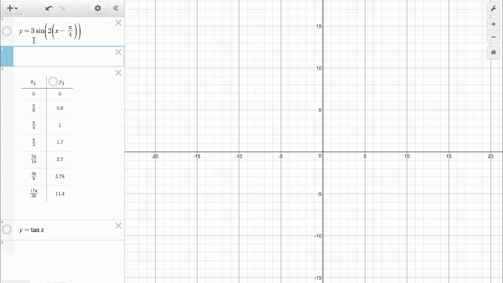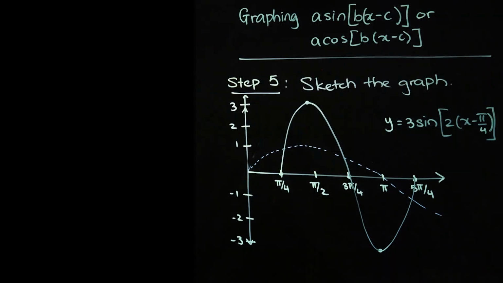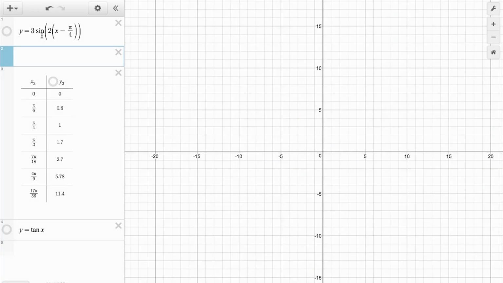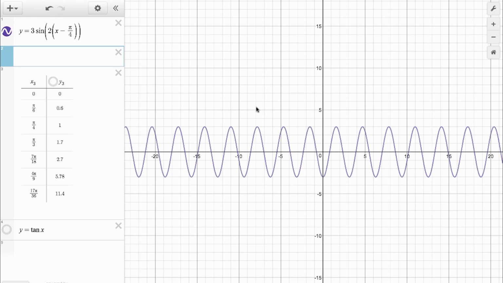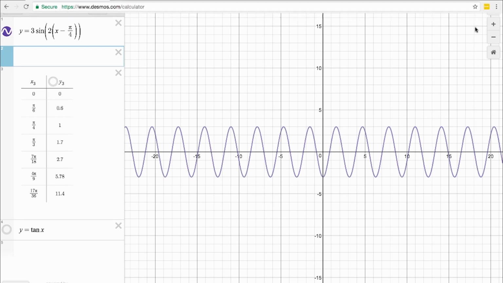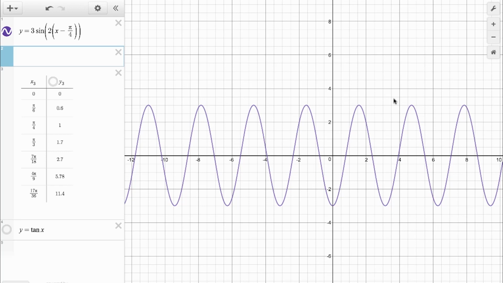Okay, and let's go ahead and take a look at the exact graph on Desmos. All right, so let's look here in Desmos. This is our graph, y equals 3 sine of 2 times x minus pi over 4. And here's the graph we did on the board. Now, here's the same function typed in here on Desmos. So let's go ahead and take a look at that function, right? So here's my function, and I'm going to go ahead and zoom in here.